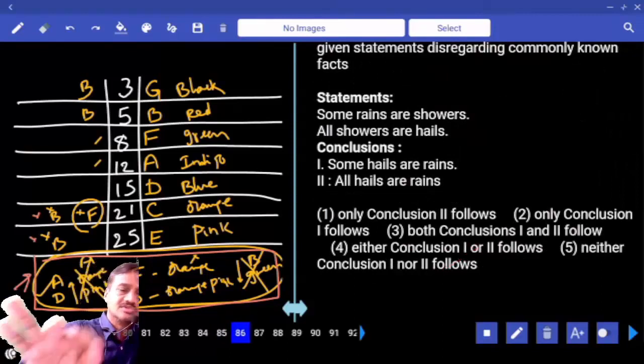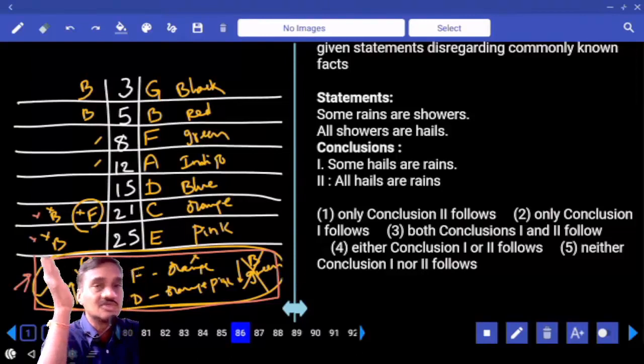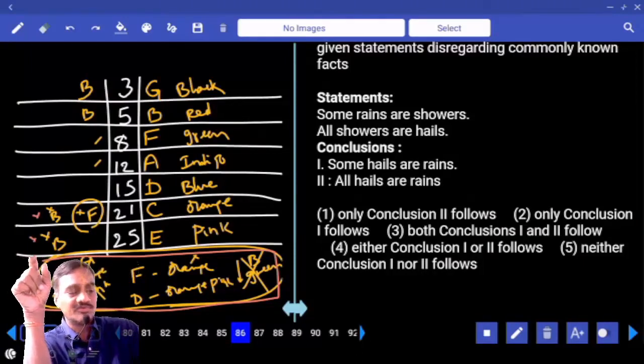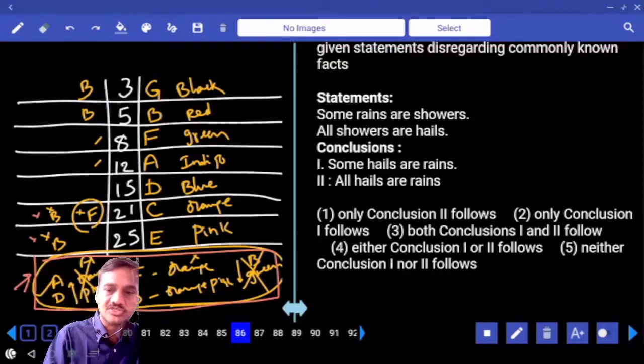Then 86 onwards, now when compared with 81 to 85, this 86 to 90 is much easier, hence 86 to 90 should be given as the first priority when compared with 81 to 85, that's why we write priorities.